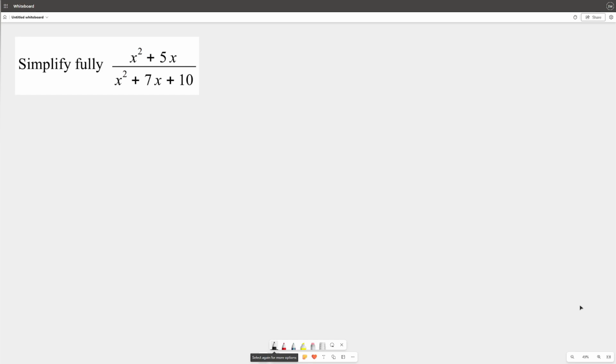The question here is: simplify fully x squared plus 5x over x squared plus 7x plus 10. Now, currently there is no easy way that we can simplify this fraction. There is nothing on the top that we can just straight up cancel with something on the bottom. Instead, we need to create some factors on the top and on the bottom, which will divide with each other to simplify our fraction. So this is going to require factorising the top and bottom of the fraction, so let's do that.